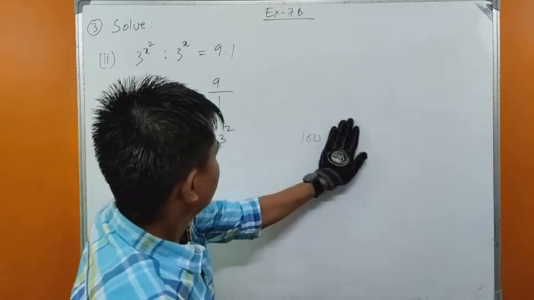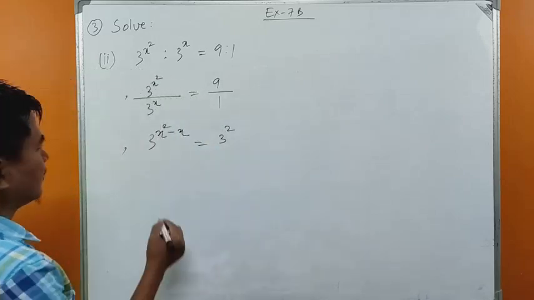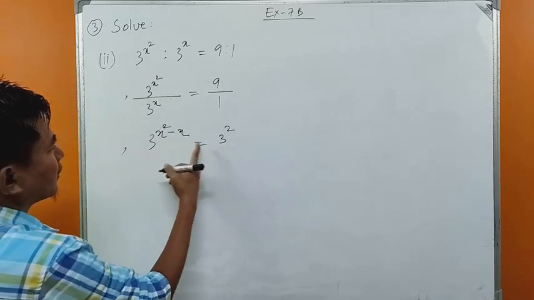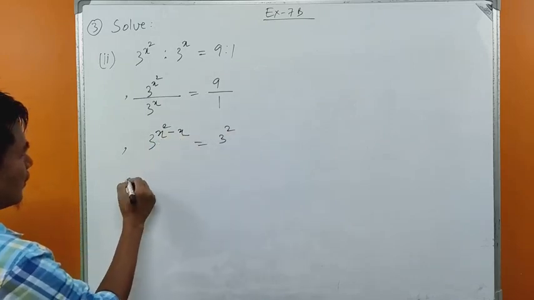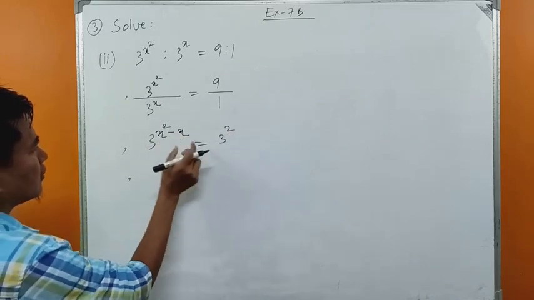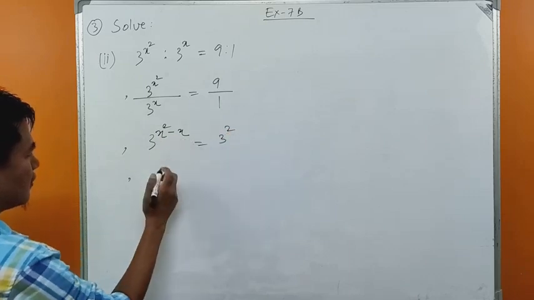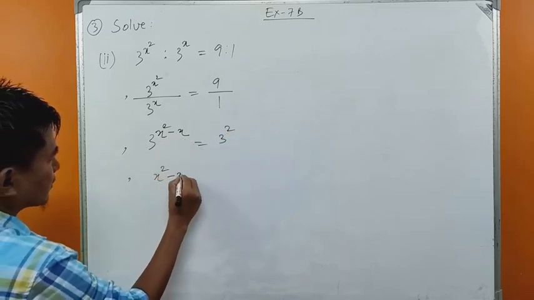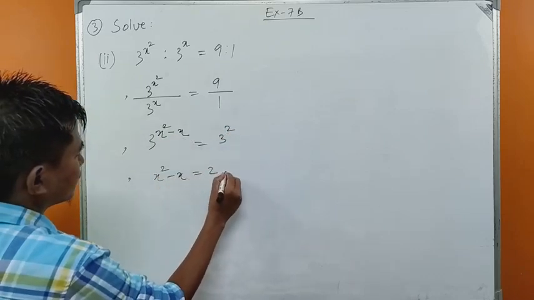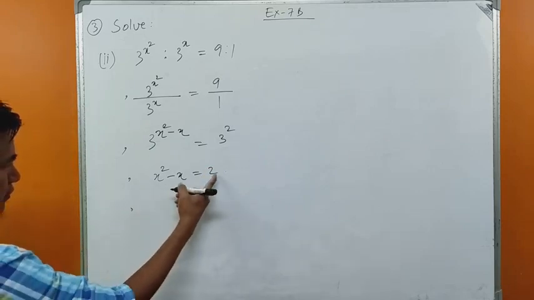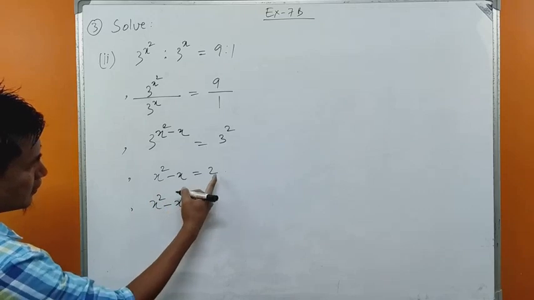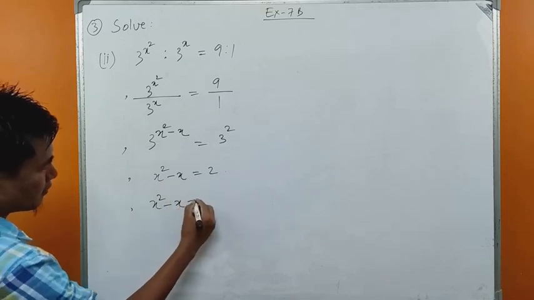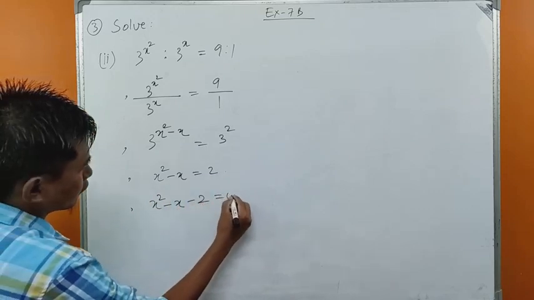So, since the bases are equal, 3 and 3, that means their powers should be equal, okay? 3 and 3 bases are equal, so their powers should be equal. x squared minus x equals 2, isn't it? So let us bring this 2 to the left hand side. x squared minus x, this plus 2 comes to the left hand side and becomes minus 2, equals 0.